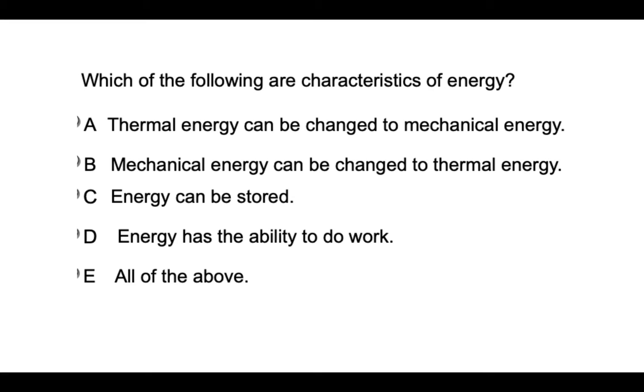Okay, so A and B are correct. Energy can be stored. C is accurate, and energy allows the ability to do work. So D is also an answer choice. Your answer here that you should have come up with is E, all of the above. These are all characteristics of energy. Okay, and we know that energy has the ability to do work. So let's conceptually review what work is, and then elaborate on what positive and negative work mean.